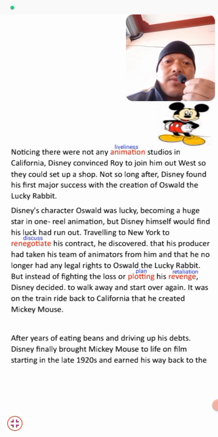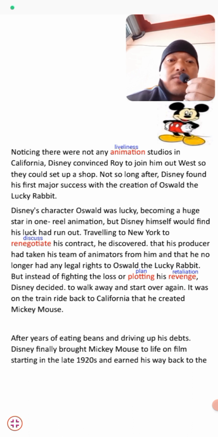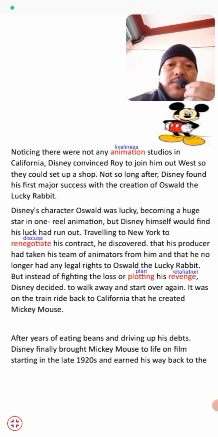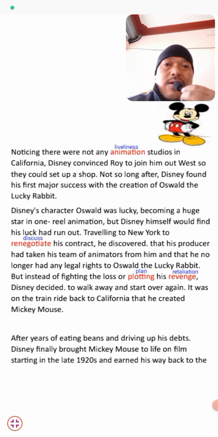Disney convinced Roy to join him out west so they could set up a shop. Not long after, Disney found his first major success with the cartoon Oswald the Lucky Rabbit. Very soon they started their cartoon animation shop in California, and in a very short period of time they found success. The name of his first creation was Oswald the Lucky Rabbit.